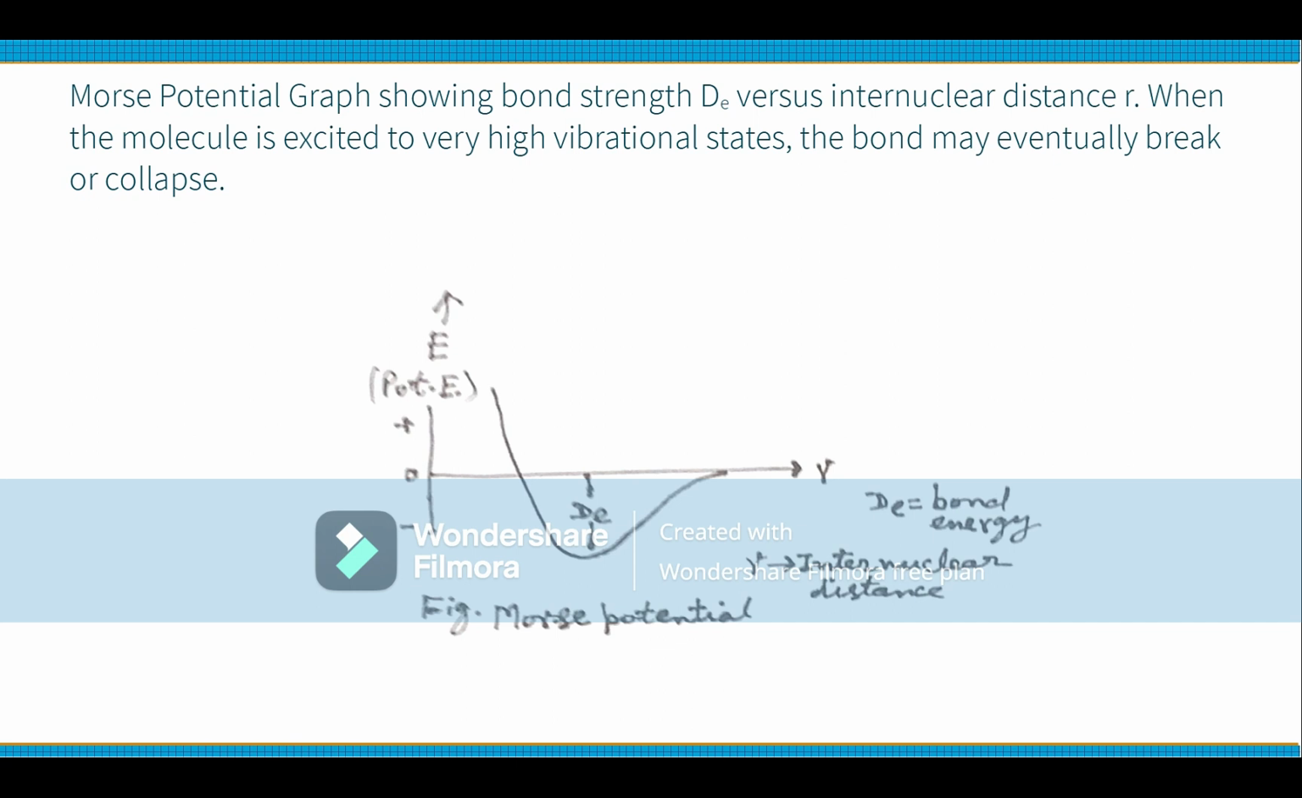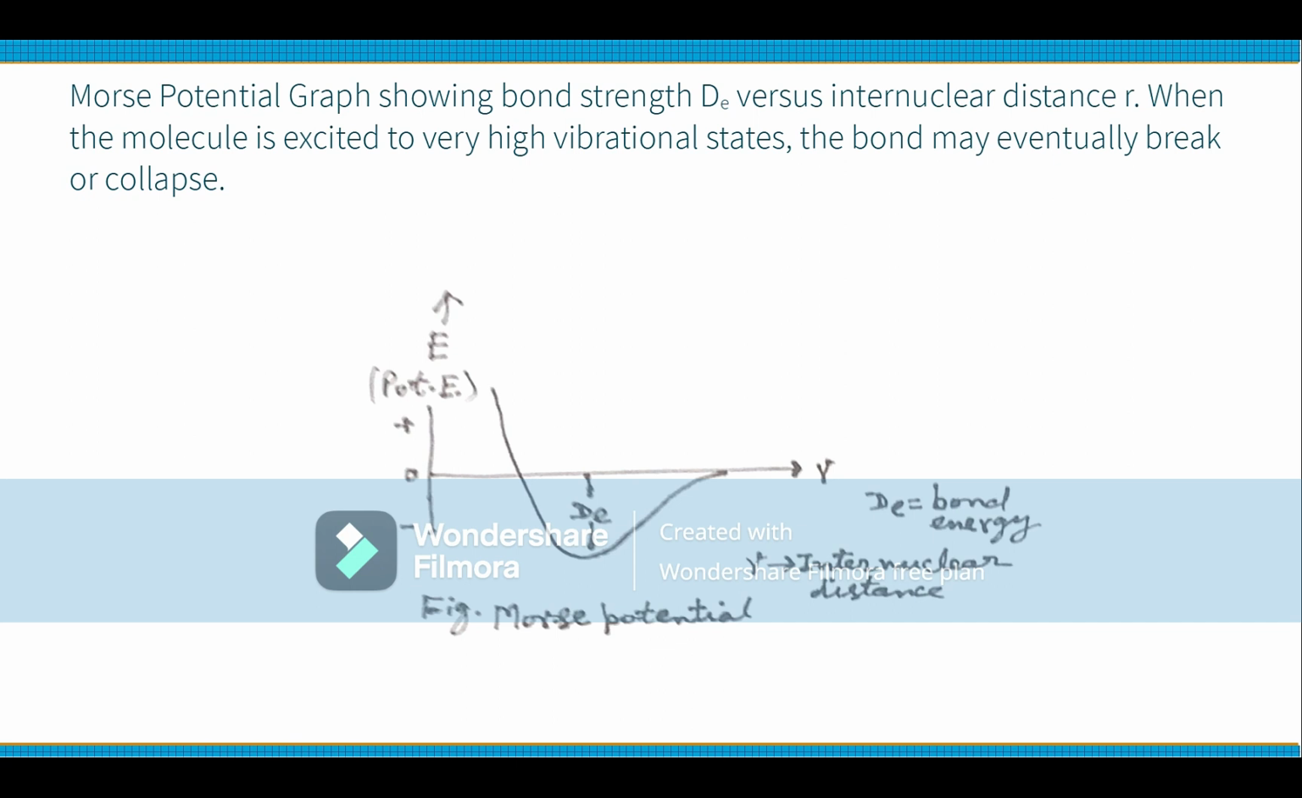Here a very important piece of information is given. As I told you, molecules are ceaselessly vibrating. Even in the solid state, they are continuously vibrating. Then what happens? When the vibrational state goes up and up, meaning a molecule reaches much higher vibrational energy states, then eventually it may break. And the energy states no longer remain quantized. We reach a continuum. So this is called Morse potential, a graph between the potential energy and the internuclear distance R.